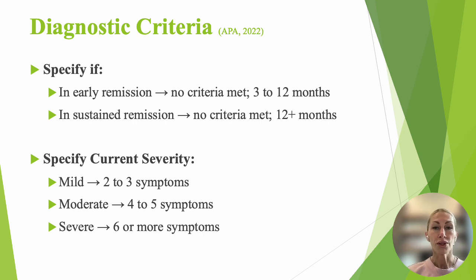The severity of opioid use disorder is determined by the number of symptoms present. For example, a mild case would involve 2 to 3 symptoms, moderate 4 to 5, severe 6 or more symptoms.